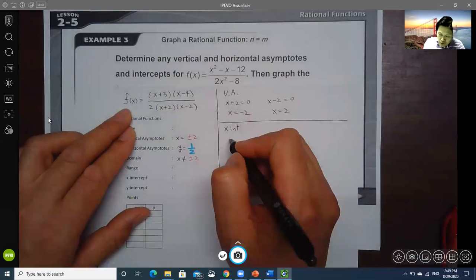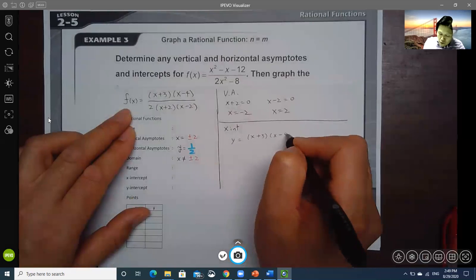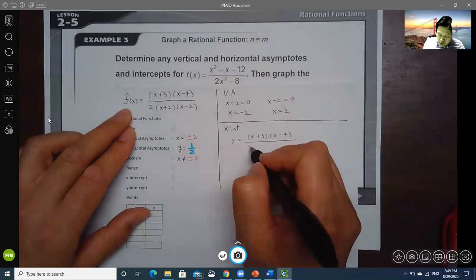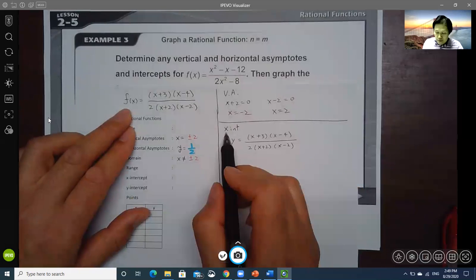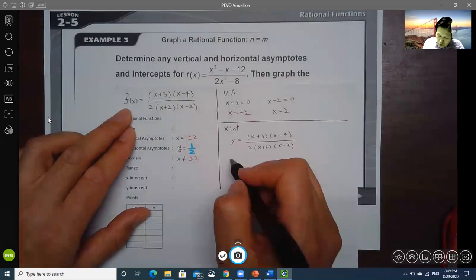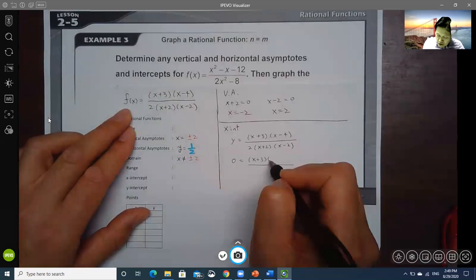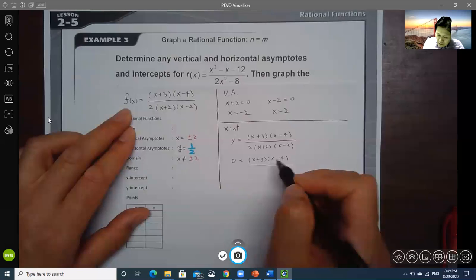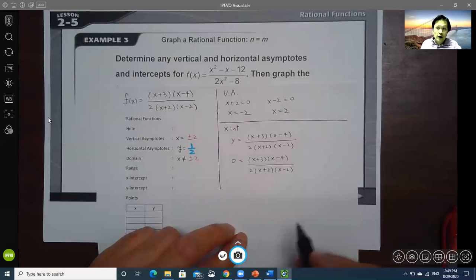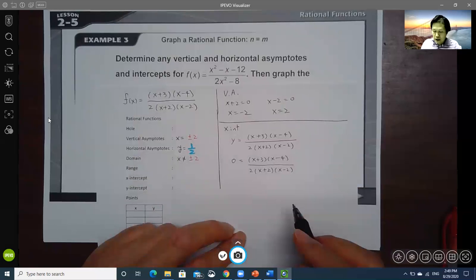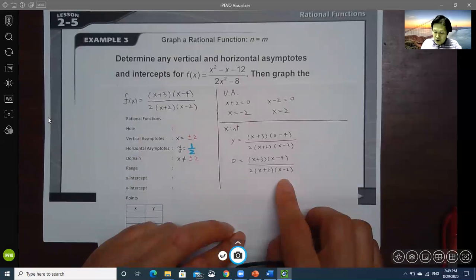So y equal to x plus 3, x minus 4, all over 2 times x plus 2, x minus 2. X-intercept, plug in y equal to 0. So 0 equal to x plus 3, x minus 4 over 2 times x plus 2, x minus 2. You have to solve for x. What do you do? Get rid of the denominator. How? Multiply by the whole denominator on both sides.